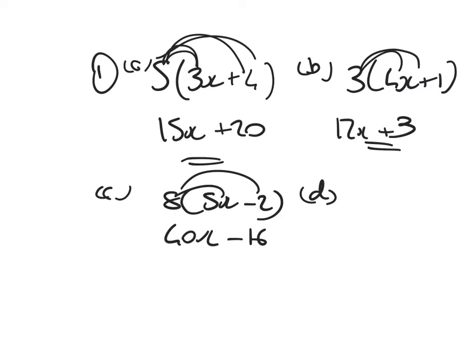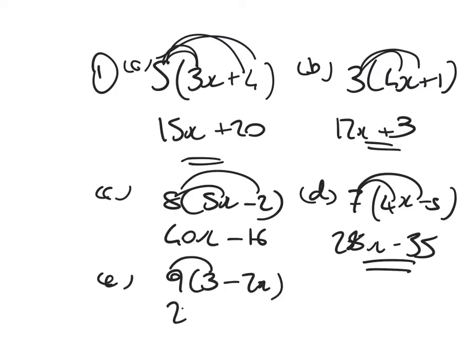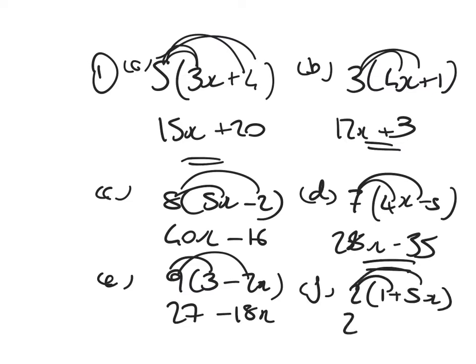Part D, 7 bracket 4x minus 5. Well, 7 lots of 4x is 28x, and 7 lots of 5 is 35, with a minus in the middle is minus 35. Part E, 9 bracket 3 minus 2x. So 9 lots of 3 is 27, and 9 lots of minus 2x is minus 18x. Part F, 2 bracket 1 plus 5x, 2 lots of 1 is 2, and 2 lots of 5x is 10x.